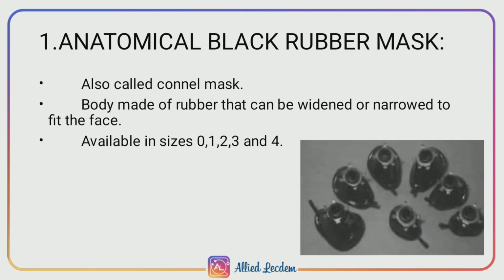First one, anatomical black rubber mask, also called the Connell mask. It can be molded to conform to the anatomy of the face since it is made of a malleable rubber. It has a sharp notch for the nose and a curved chin section. The sizes available are 0, 1, 2, 3 and 4.